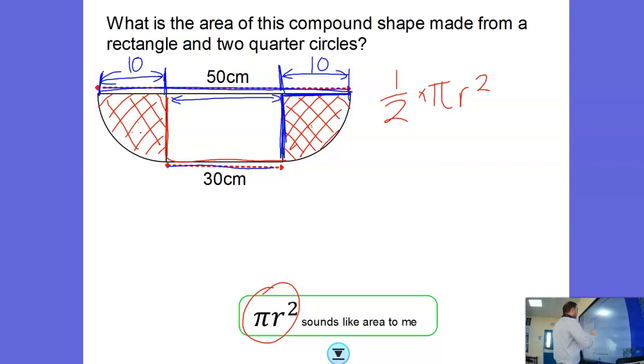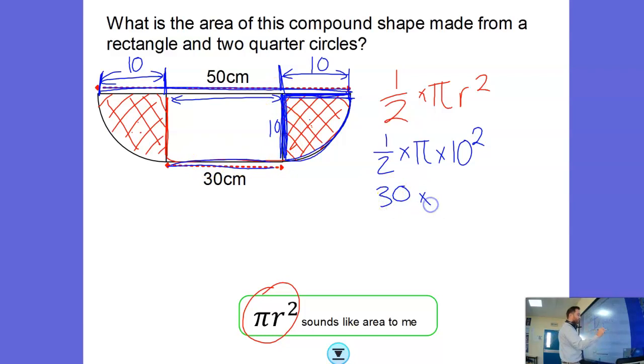So, for the two quarter circles, their total area is a half times pi times the radius squared. And then for my rectangle, if that's 10, that must be 10, because this is a circle, so the radius is the same as the radius. And so 30 times 10 is going to be the calculation for the rectangle, which is obviously 300.